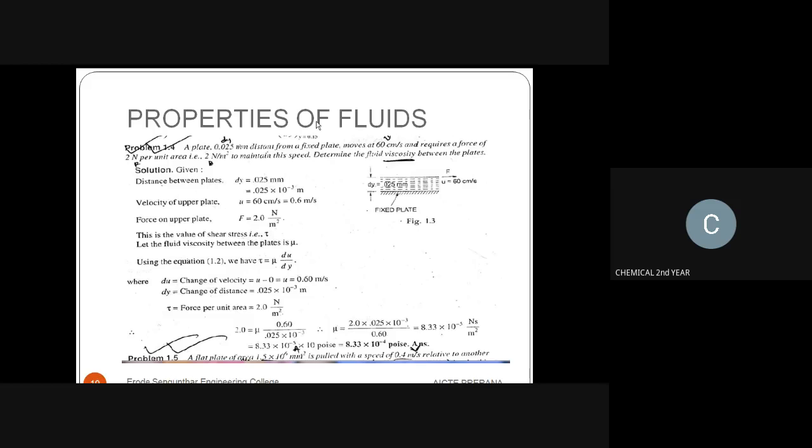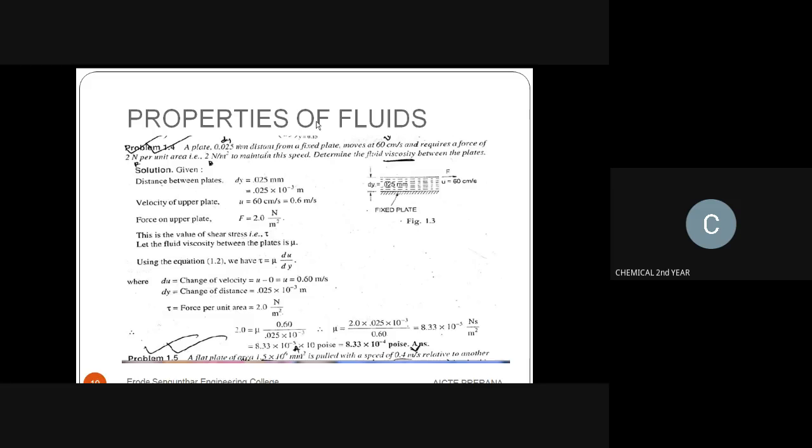So you need to determine the fluid viscosity. So mu is equal to 2 into 0.025 into 10 to the power of minus 6 divided by 0.60. If you simplify, you will be getting 8.33 into 10 to the power of minus 5 Newton second per meter square. Now convert that into poise. So 8.33 into 10 to the power of minus 5 into 10 poise. We will be getting 8.33 into 10 to the power of minus 4 poise.